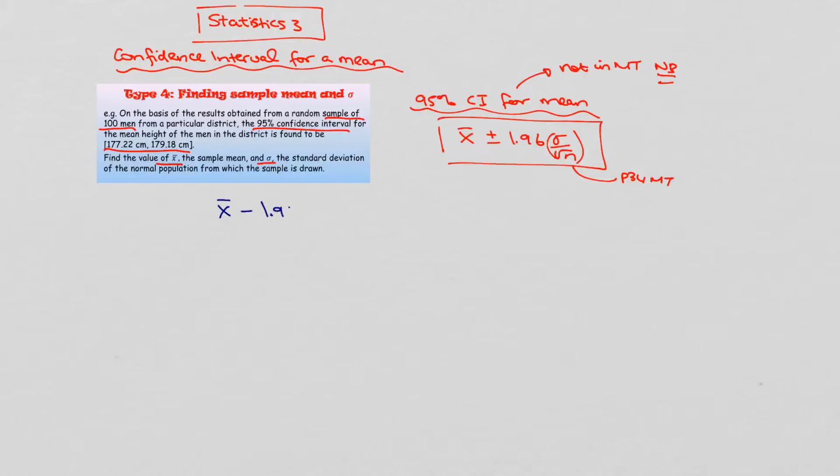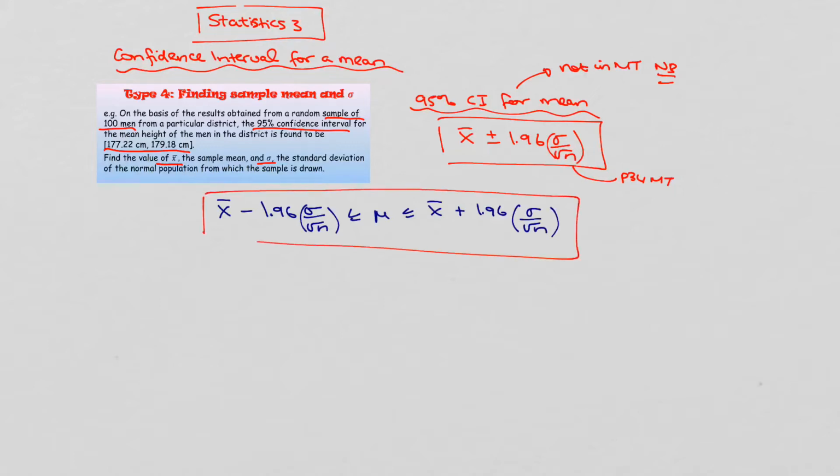Okay, so this time, if I break up my formula into the left-hand side and then the right-hand side, what I know is that this is 177.22 centimetres and this is 179.18 centimetres. So all I have to do is try and separate out what I know.